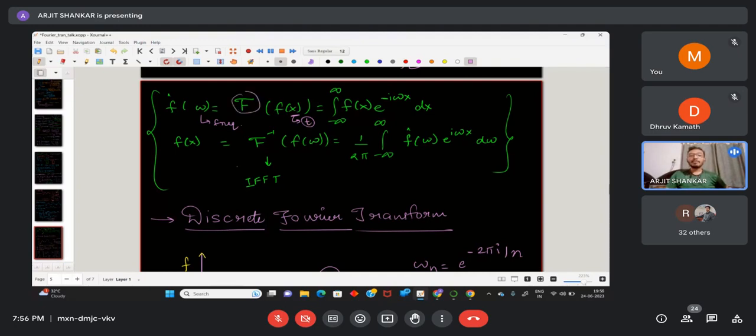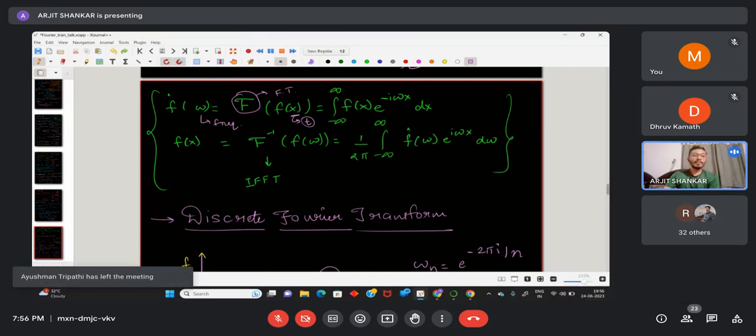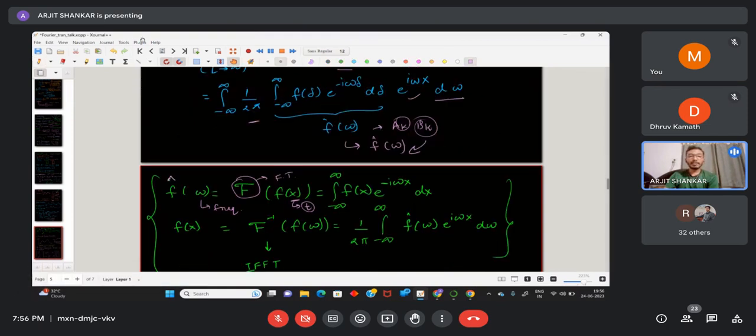And this capital F signifies the Fourier transform. So when we take the Fourier transform of the time domain signal, we move to the frequency domain, which is denoted by f hat of omega. And what's the formula for this? You can see from here itself, f of x into e to the power of minus I omega x times dx. This is what f hat of omega is, right? So that's what I've written over here.